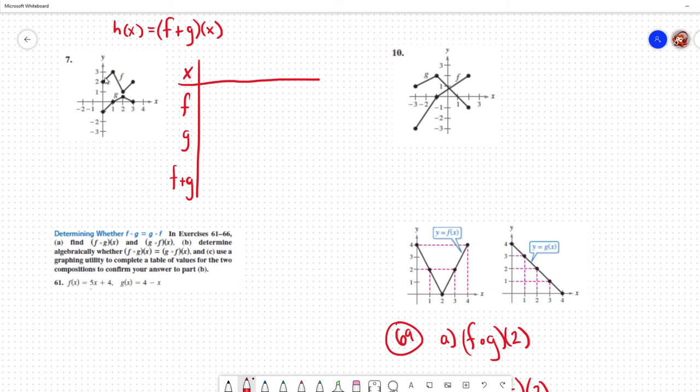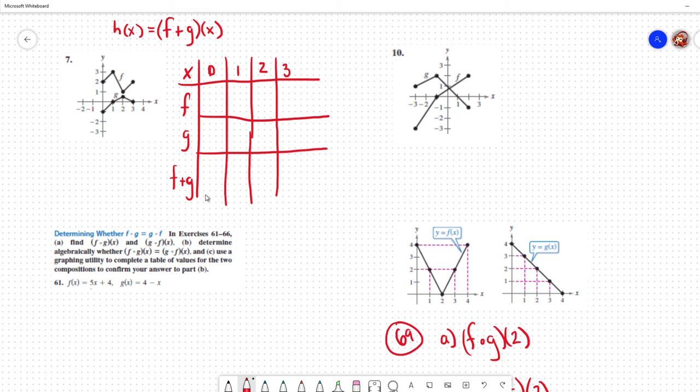So we see for number 7, we got 4 points. So we're going to list those 4 coordinates. We have a value at 0, then at 1, 2, and then 3. So x values: 0, 1, 2, 3. Let me fix that one there. There we go. All right, so f, g, and finally f plus g, which is our h of x that we're going to ultimately end up graphing.